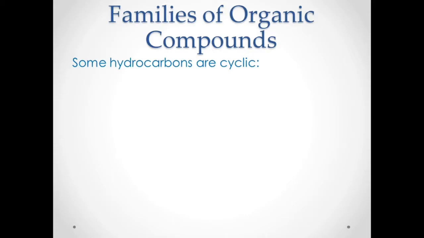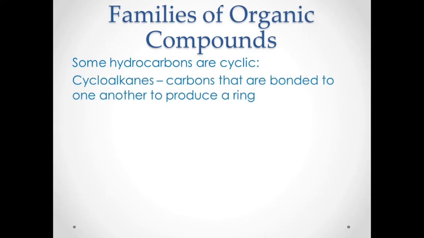However, some hydrocarbons are actually cyclic. Remember that carbons can double back on themselves to form a ring. And these rings are what we call cyclic compounds. We have cycloalkanes. These are carbons that are bonded to one another to produce a ring.